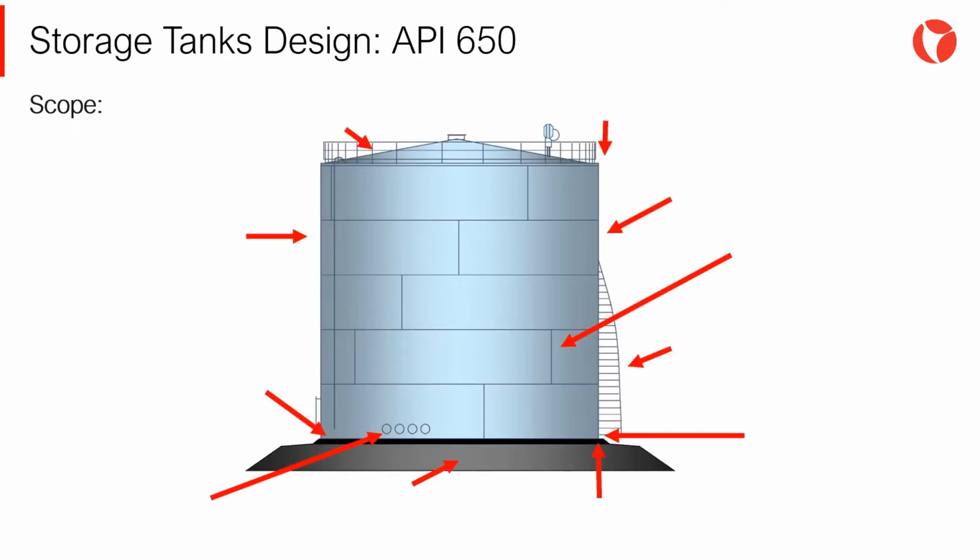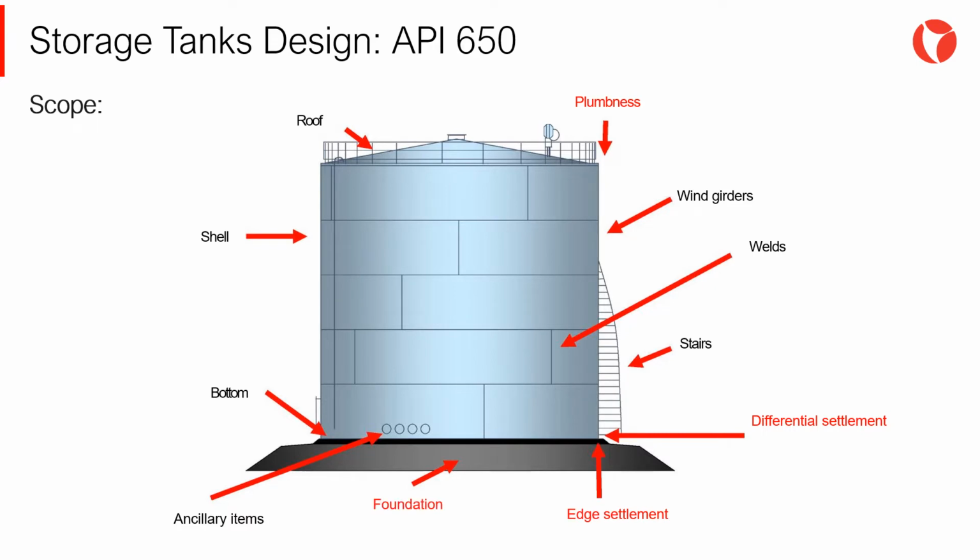The API 653 standard covers the different elements that can be found in a storage tank, such as the roof, shell, bottom, wind girders, stairs, ancillary items, welds, etc. At the same time, it covers and includes the tolerances and verifications needed to be made, such as the plumbness, the differential settlement or edge settlement, and the verifications on the foundation.